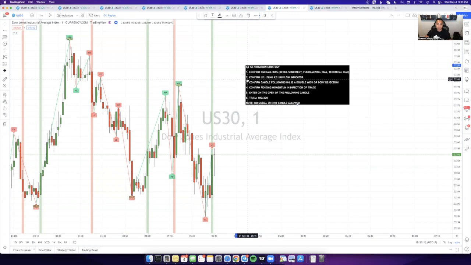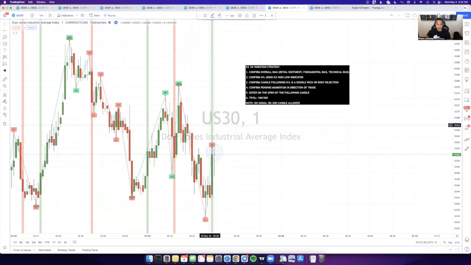Requirement 2, you want to confirm the high-low using the K2 high-low indicator. As I mentioned before, this is a high, this is the low, this is going to be the high since we're looking for a sell here. Once you've met the first 2 requirements, the third requirement is to confirm the candle following the high-low, which can be on the left or the right of the high-low, is either a double wick or a double body. Previously, I showed you guys the double body. This is now going to be a double wick.